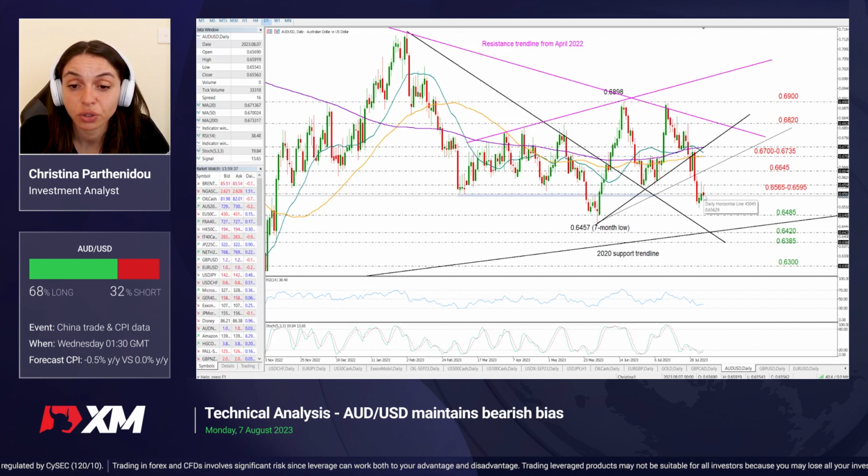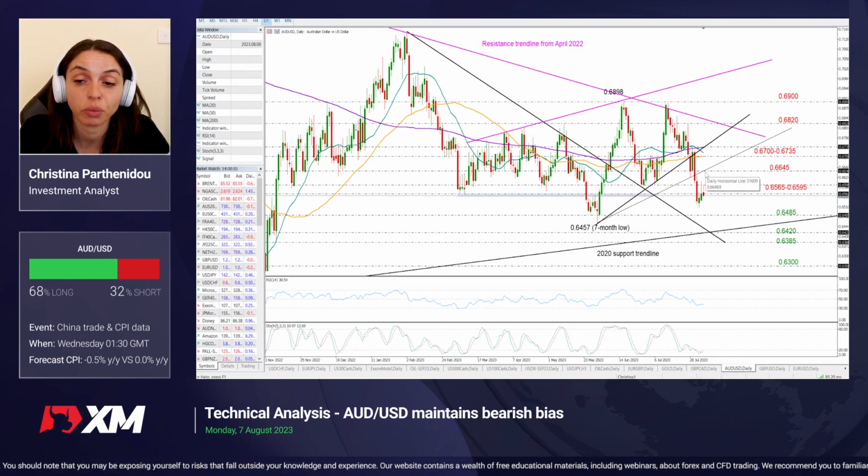So if the data surprise to the upside, showing that China's stimulus measures are positively affecting consumption, then we may see a pickup above 0.6595, which the price has been struggling to overcome. Then above that, this tentative ascending line could add some pressure on the pair at 0.6645, probably blocking the way towards the simple moving averages, all seen within the 0.67 and 0.6735 zone.